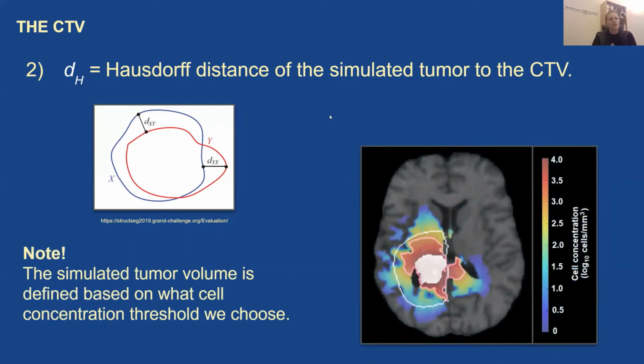So comparing it to CTV, well, the CTV is always strictly defined because it's just an expansion of the segmented GTV. But our simulated tumor can take on different volumes depending on how we define the threshold of what constitutes tumor volume. Because in our simulations, the actual tumor cell concentration, in some cases, encompasses the entire brain because it can also account for cell concentrations less than 1 cell per cubic millimeter. We can have fractions of that. So we cannot really set it to 0, we have to choose some value here.